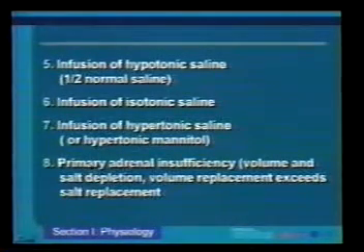Now, the last situation is very unlikely to be tested on Step 1, but they could ask you the consequences of primary adrenal insufficiency. With primary adrenal insufficiency, you lose your mineralocorticoid activity. Therefore, you will lose volume and salt. More or less, you lose equal volumes of salt and water, and therefore it's really an isotonic loss.